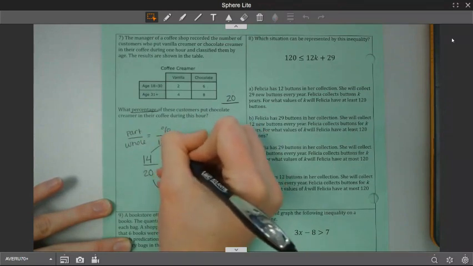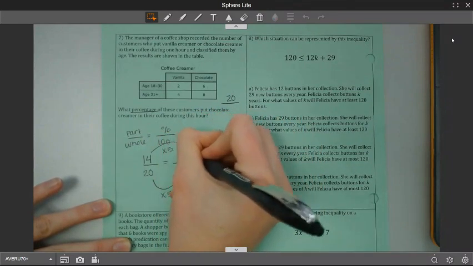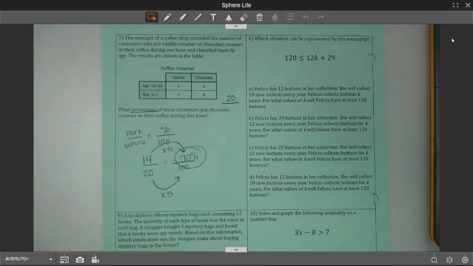So I'm going to multiply by 5 on the top. 14 times 5 is 70. 70% of people who went to the coffee shop had vanilla or chocolate creamer.